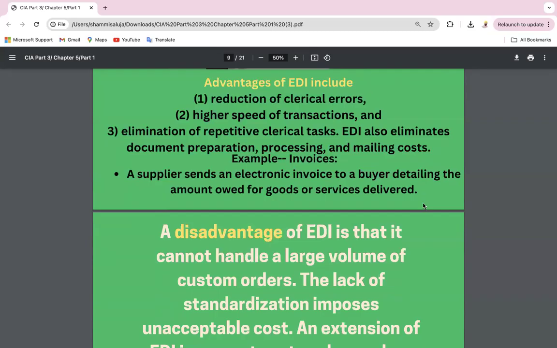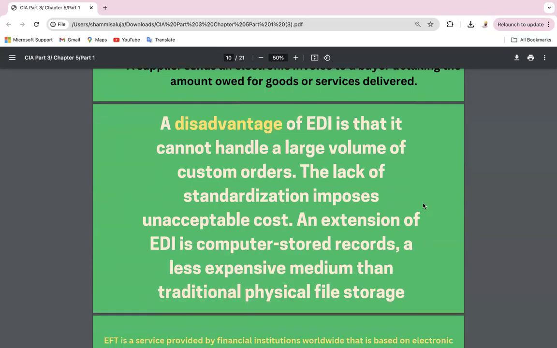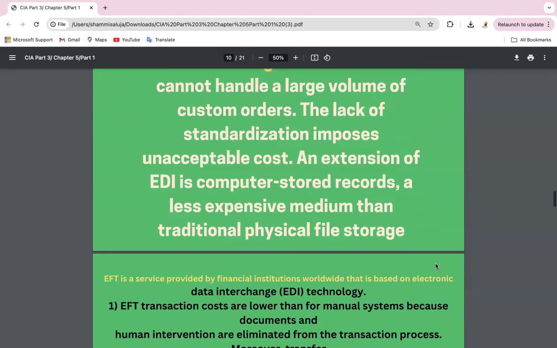But there are some disadvantages as well, because it cannot handle a large volume of custom orders, because standardization, proper arrangement, proper organization is required, right? Proper organizing of all the orders. We are not saying it cannot handle too many orders. It can handle a large volume of orders. But here we are emphasizing that it cannot handle a large volume of custom orders, which are tailored as per the requirements of a particular customer, right? Because there is no standardization as such, and there is unacceptable cost. The cost gets increased.